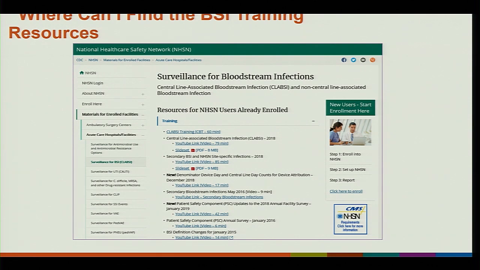Under the training tab, you will find numerous training videos and accompanying slides. These resources are kept current and new content is added when it becomes available. For example, our newest BSI Quick Learn on denominator device day counts and central line day counts for making a CLABSI determination was posted in December of 2018.